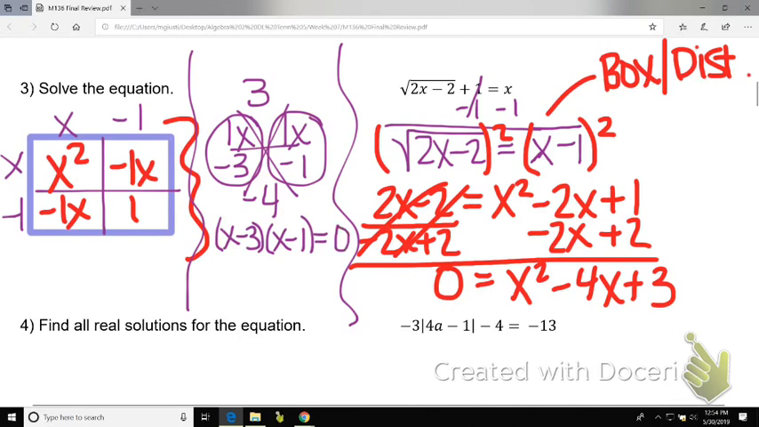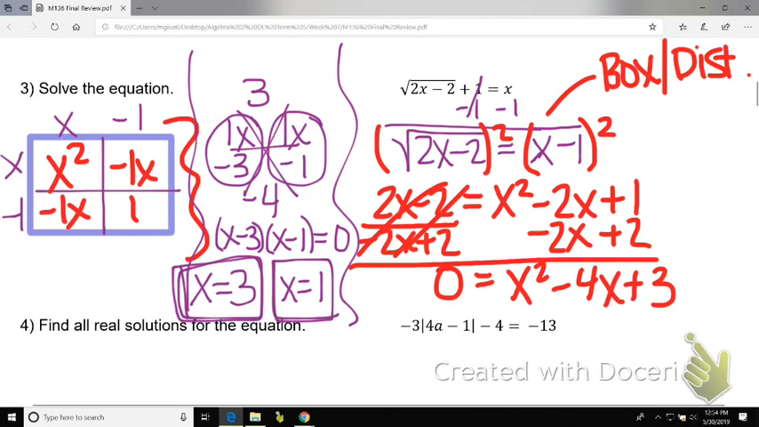And once you have factored form like I have right there in the middle, most of you can just go straight to your two answers. What are my two answers? X equals 3 and x equals 1. Now at this point, you are supposed to check for extraneous solutions, right? You're supposed to plug them both in and see if they both work for the original equation.